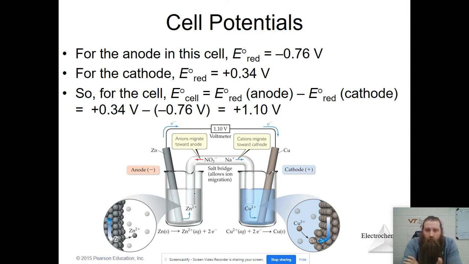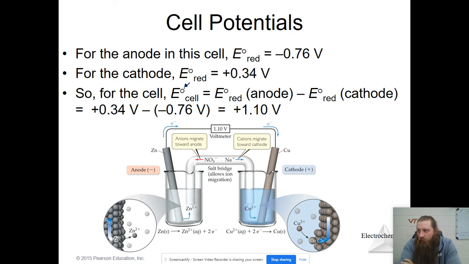The reduction potential for the cell on the left, the zinc cell, that's our anode, is negative 0.76 volts. For the cathode, it's plus 0.34 volts. So for the total cell under standard conditions, so 1 atmosphere, 298 Kelvin, 1 molar concentrations for everything. That's what, remember, this little thing right here means, standard conditions. We do the cathode minus the anode. So we get 0.34 plus 0.76, which gives us 1.1 volts.